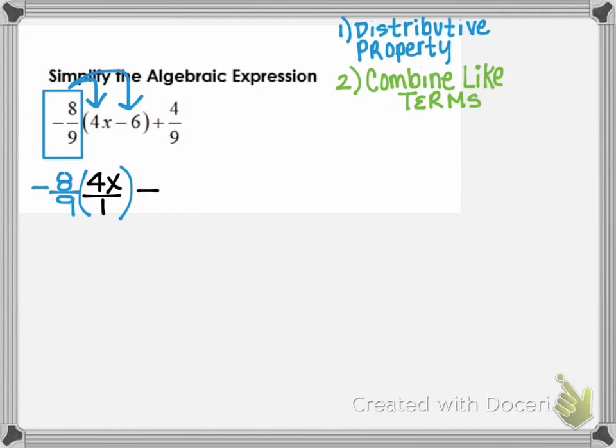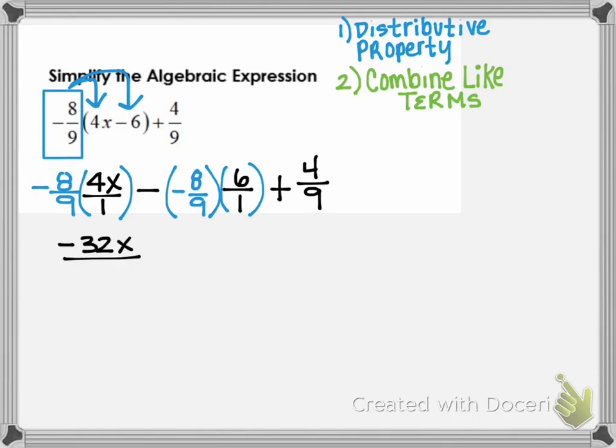Then I'm going to have a minus sign because we have a difference inside the parentheses. And then I have -8/9 again being multiplied this time by 6 over 1. Then I can continue with the plus 4/9 at the end of the expression. So when I multiply -8/9 times 4x over 1, I just multiply my numerators and multiply my denominators. So that leaves me with -32x over 9.